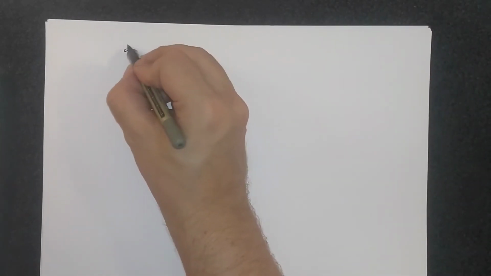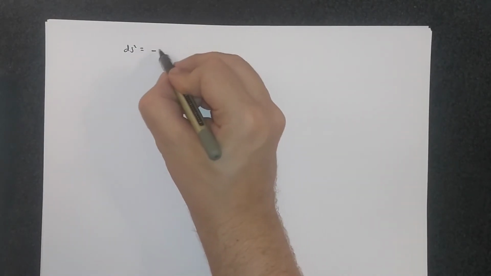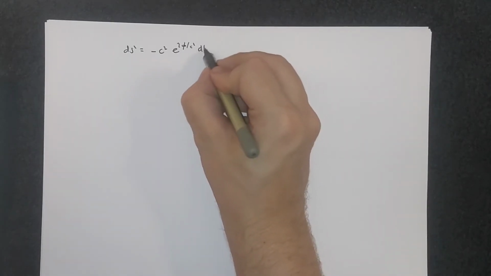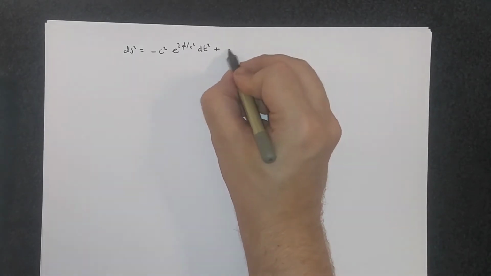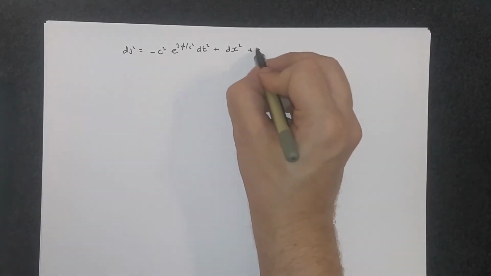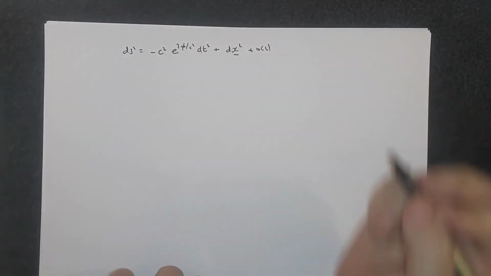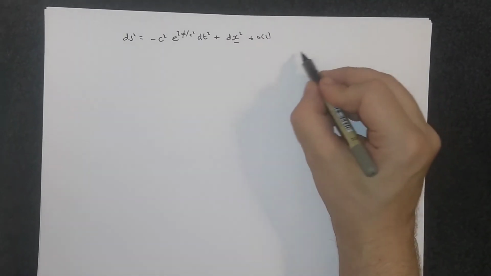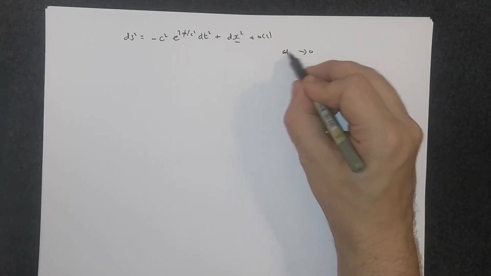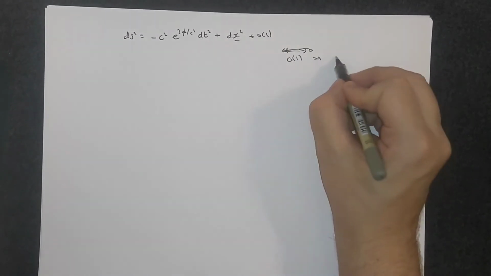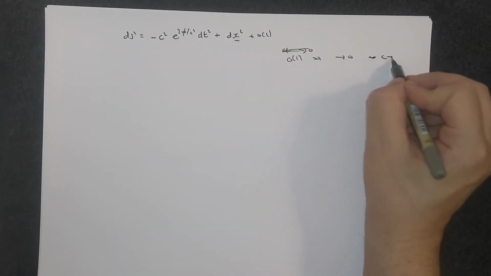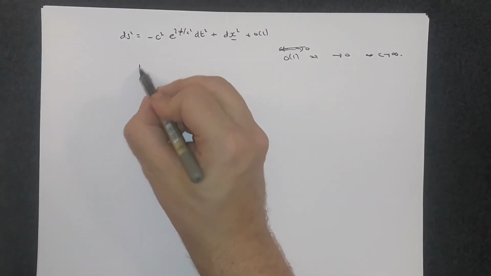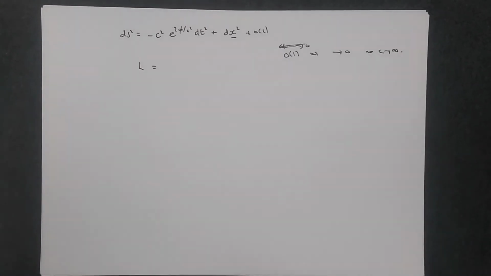Let's take a metric ds squared equals minus c squared e to the 2 phi over c squared dt squared plus dx squared plus little o(1). So little o(1) just means it goes to 0 as c goes to infinity. Right, let's work out the geodesic equation.